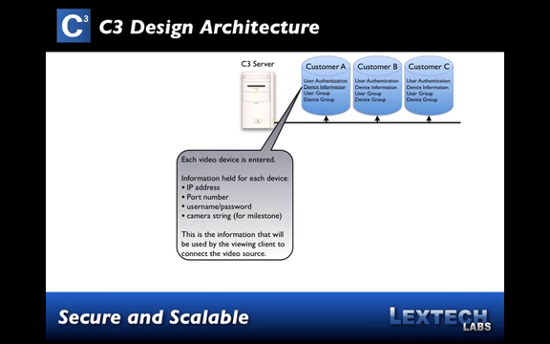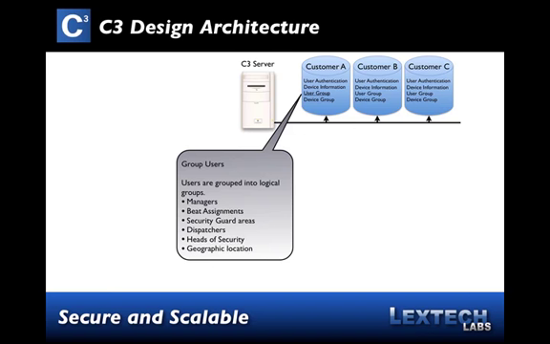Device information. Each device, each video camera within your video infrastructure will be housed within the C3 server. The information kept for each device is the IP address of either the camera or the video management server that camera is associated with, the port number, the username and password, and the camera string. These 5 pieces of information will be used to uniquely address each camera that you want to get video from.